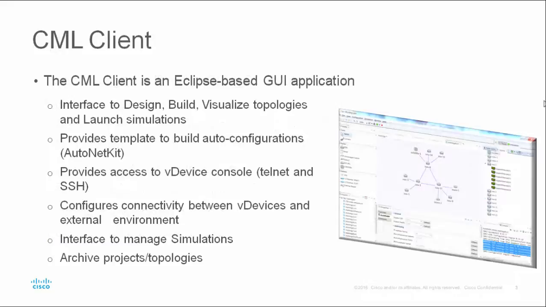The CML client is the graphical tool used to create and control network simulations that run on the Cisco Modeling Labs server. It is an Eclipse-based GUI that is used to design, build, and visualize network topologies. It also launches these simulations into the Cisco Modeling Labs server. Using the AutoNetKit function, it enables rapid prototyping of topology designs. This added value feature employs various templates to perform automated configuration generation and resource and addressing assignments.